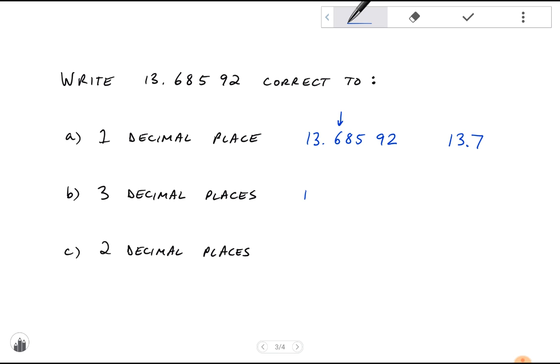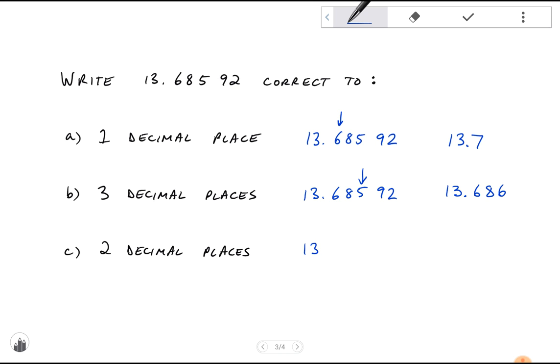Let's write it to 3 decimal places. Okay, so we write our original number. We count 1, 2, 3 decimal places. So we're looking here that we're going to see what to do with the 5. We look to the right, it's a 9. That means we round up. So the 5 will become a 6. So we'll write 13.686.